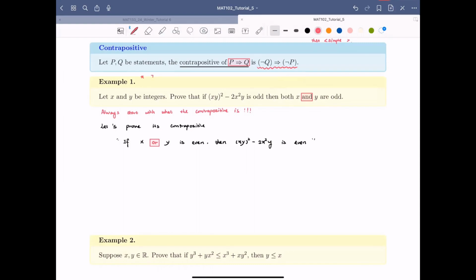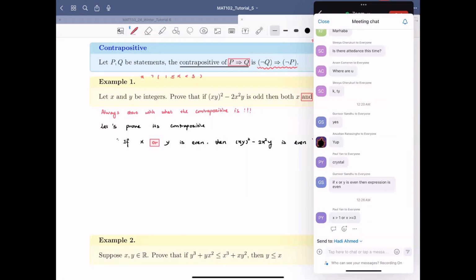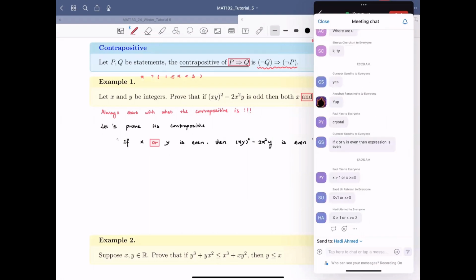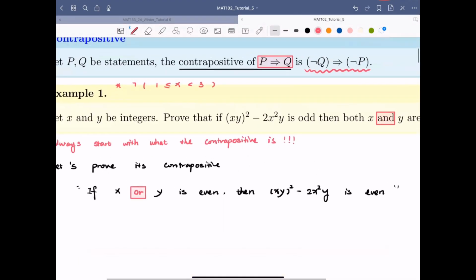What is the negation of x is in between 1 and, let's say, 3? How do I negate this? This is a common mistake. If I want you to prove the negation of this, how do you negate it? Anyone want to give it a try? What is the negation of x is in between 1 and 3? X is greater than 1 or x is greater than or equal to 3. That's correct. Okay, that's great.